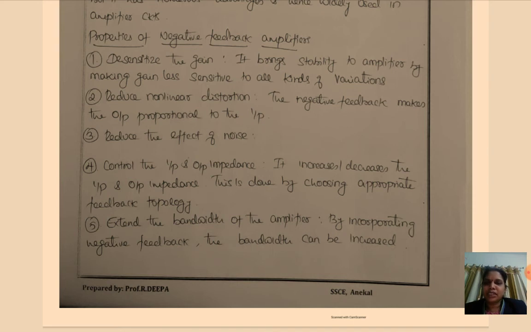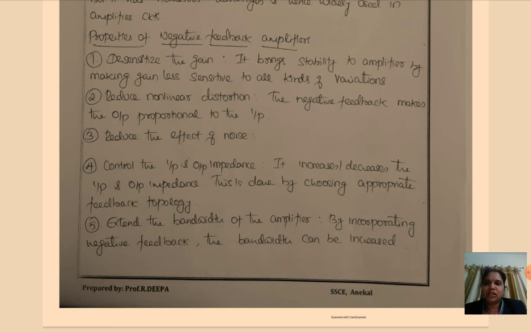So the fifth property states we can extend the bandwidth of the amplifier. By making use of this negative feedback amplifier, the bandwidth can be increased. This particular property I will be explaining in the next session, where we are going to see whether the bandwidth is increased by implementing negative feedback or not. There I will conclude that there is an increase in the bandwidth if I make use of this negative feedback amplifier. So these are the properties of the negative feedback amplifier.